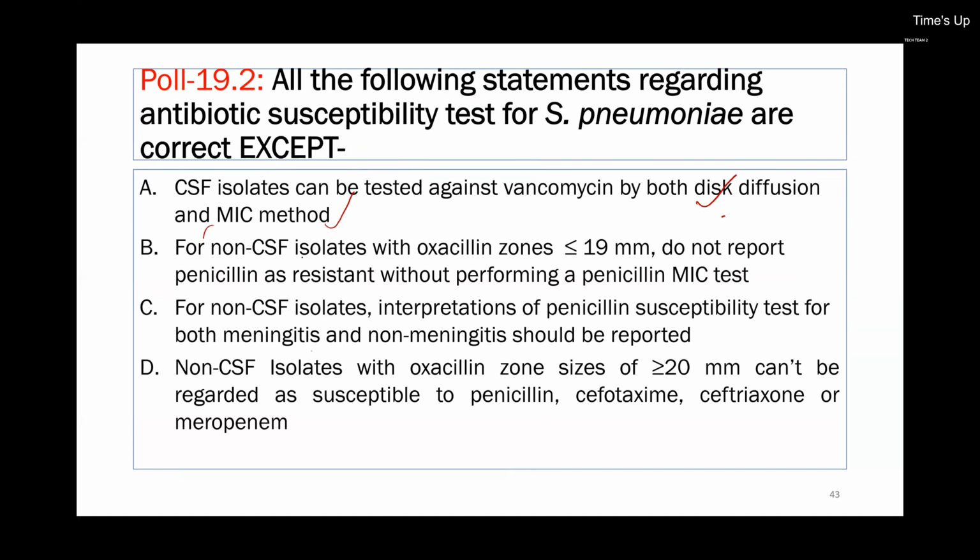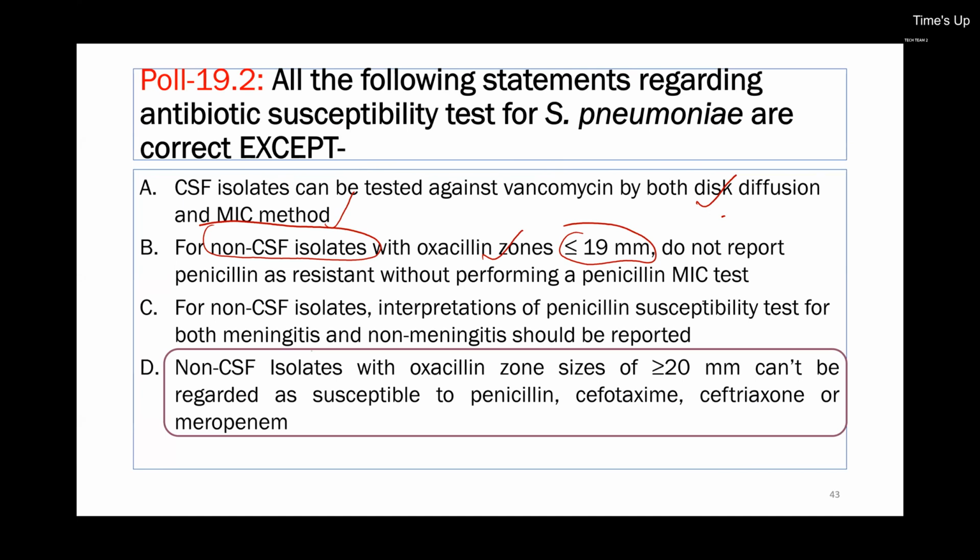For a non-CSF isolate, if the oxacillin zone is less than 19 mm, we don't report penicillin as resistant. The cutoff for oxacillin is 20 to report as susceptible, but we have to perform an MIC based test. For a non-CSF isolate, the penicillin susceptibility should be reported in the clinical report for both the meningitis breakpoint as well as the non-meningitis breakpoint. And if it's a non-CSF isolate and the oxacillin zone is more than 20, then we cannot predict the susceptibility of penicillin. So the answer is yes, because it was an except question.